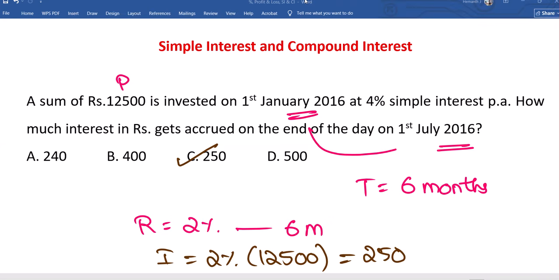So for 6 months, rate of interest 4% is per annum. For 1 year, 4%. For 6 months, 2%. This is an easy question, I do agree. But one update is that time is not mentioned directly. You are supposed to work out what the time is.